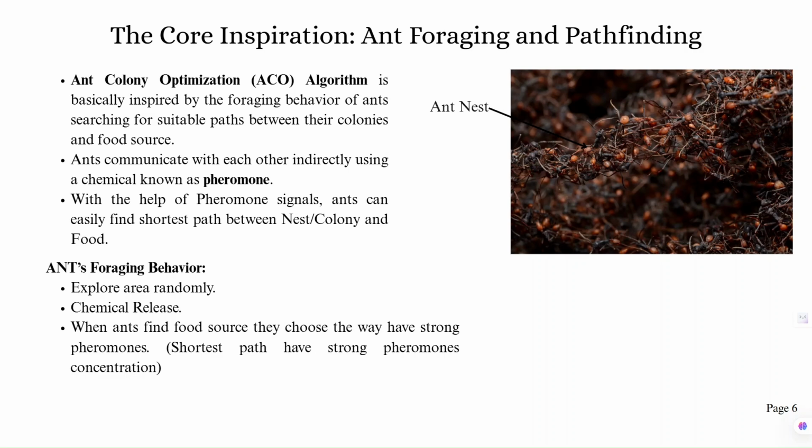The foraging behavior can be summarized as follows. Ants initially explore an area randomly. As they move, they release pheromones. When ants discover a food source, they tend to choose the path that has a stronger pheromone concentration, as this indicates a more frequently used and likely shorter route. However, the shortest path accumulates a stronger pheromone concentration.